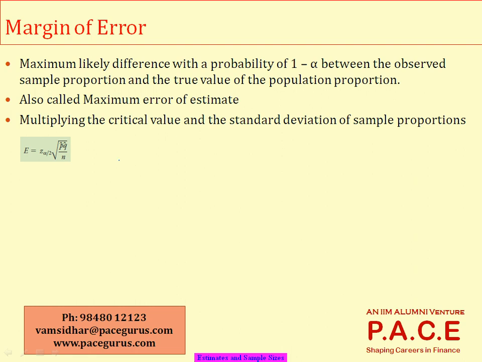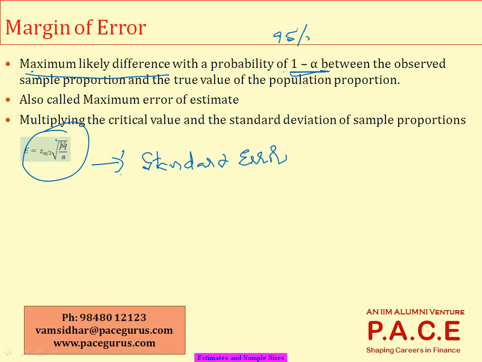Along with the critical values, I also depend on one more thing called the margin of error, or sometimes people call it the standard error. What it says is, it's a maximum likely difference with a probability of 1 minus alpha, which means with a confidence level of 95%, I can say that the maximum likely difference between the observed proportion of the sample and the population, with 95% confidence, I can say that the error between the observed sample values and the population value is this much. That is what we call the margin of error or the standard error or maximum error of the estimate.